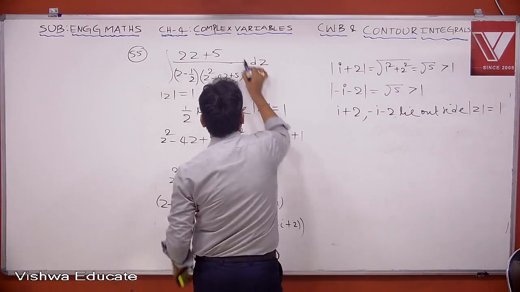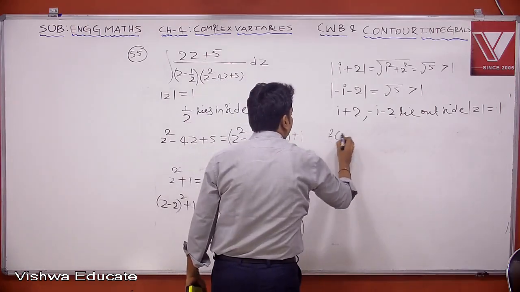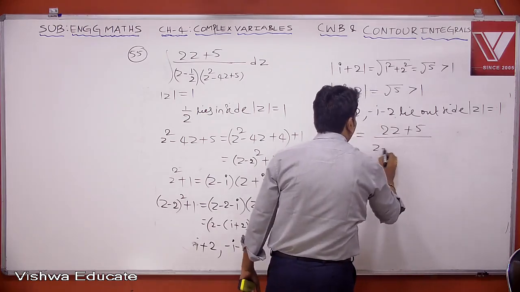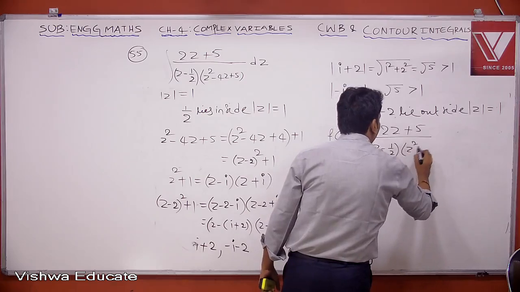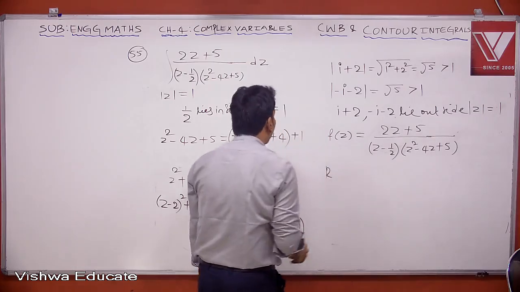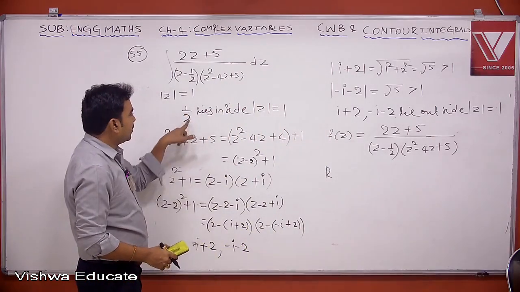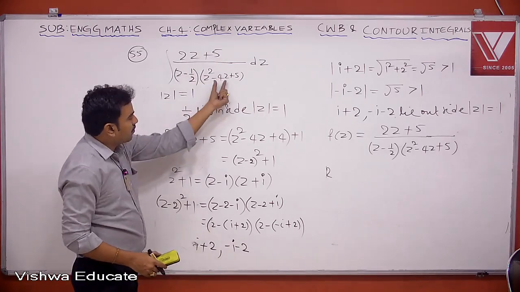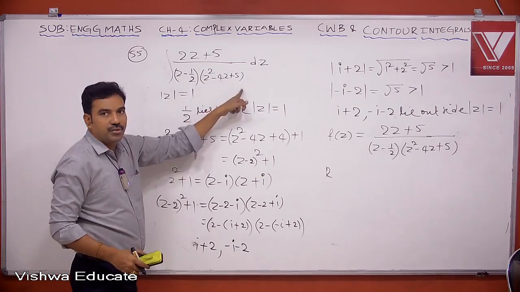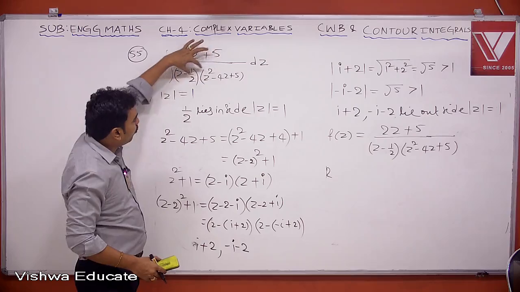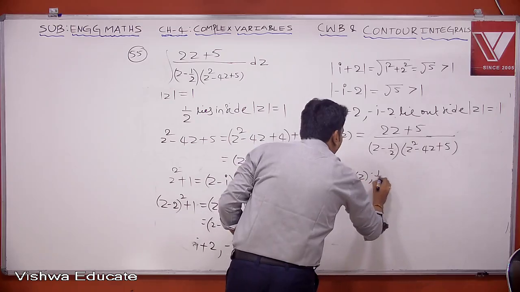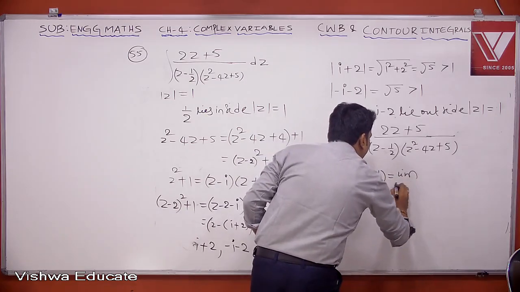Therefore this integrand we can call f of z. So what is my function? f of z is 2z plus 5 divided by z minus 1 by 2 into z square minus 4z plus 5. So I need to find the residue of this function only at 1 by 2, because the z naughts coming from the other factor lie outside the circle. So I don't find the residue at the remaining 2 z naughts. The residue of f of z at 1 by 2 equals limit z tends to 1 by 2.